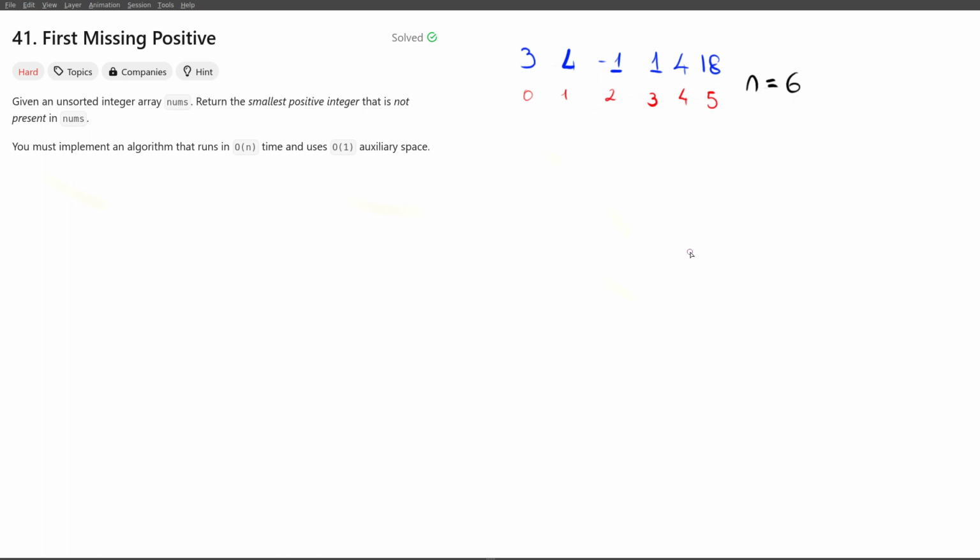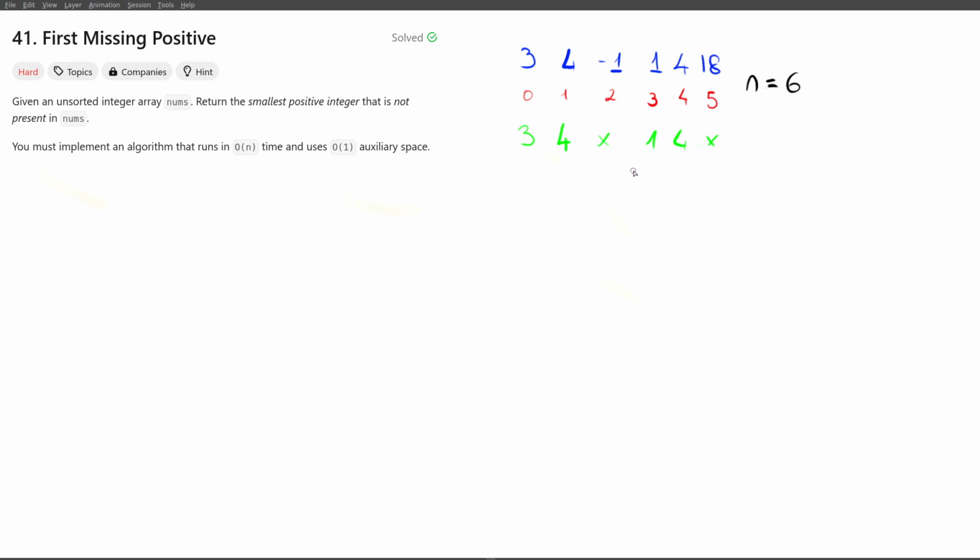So in the rest of the algorithm I will be using x to mark an element that is not a possible candidate, which is out of bounds. So let's transform our array first. 3 is an OK candidate, so is 4. -1 is not, so we'll just put an x here. 1 is OK, 4 is OK, 18 is not.